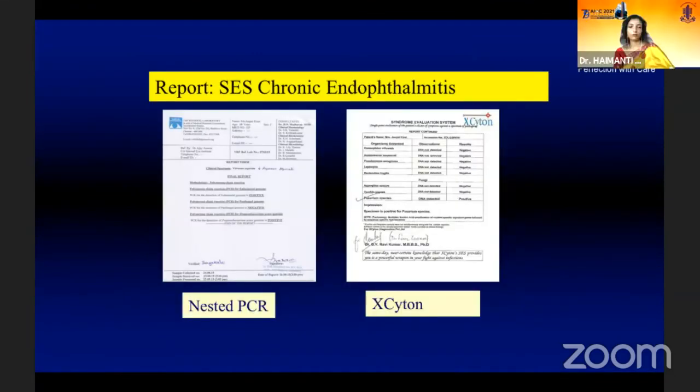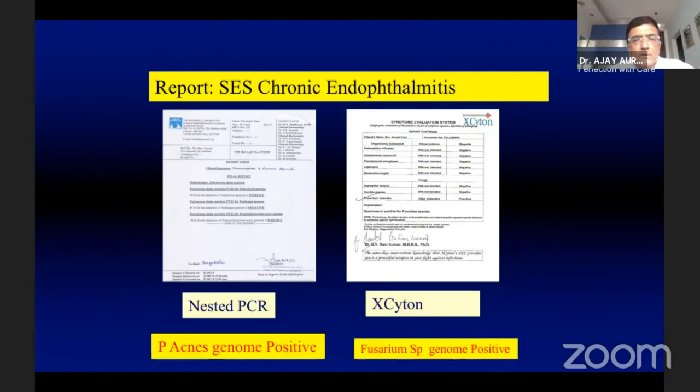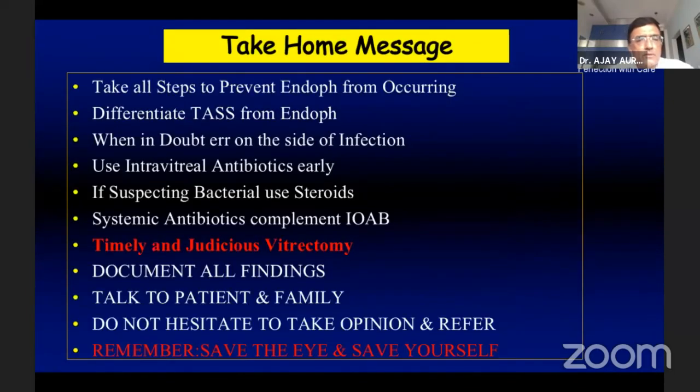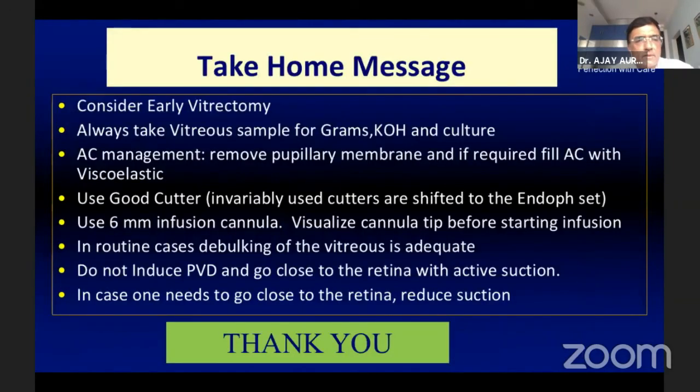It was sent for PCR, which grew different organisms in different labs. It was treated and the patient did well. So the take-home message is timely and judicious vitrectomy, documenting all the findings, talk to the patient, do not hesitate to take opinion and refer the patient if required. Always use a good cutter, use a 6 mm infusion cannula, do a core vitrectomy. PVD induction is not necessary. If it is there, great, and we should reduce the suction to avoid damage to the retina.